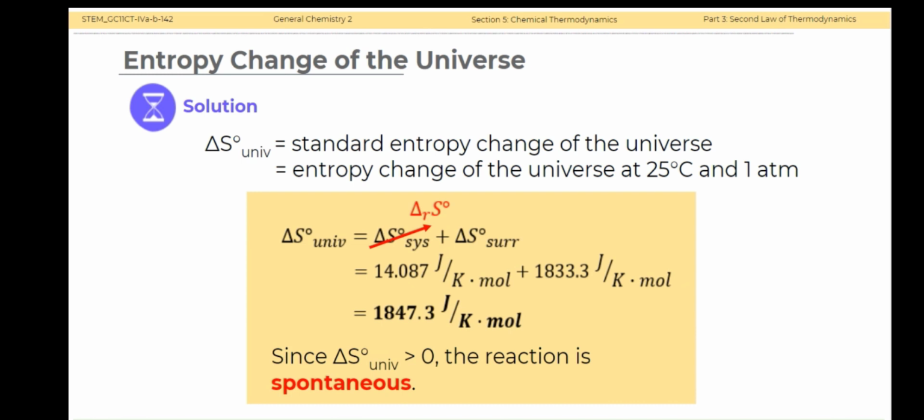Solution. We can determine the spontaneity of the reaction from the standard entropy change of the universe. This value is the sum of the standard entropy change values of the system and the surroundings. Again, the standard entropy change of the system is the same as the standard entropy change of the reaction. Substituting the values obtained from examples 1 and 2, we obtain the standard entropy change of the universe, which is equal to 1847.3 joule per Kelvin mole. Since this answer is greater than 0, the reaction is spontaneous.